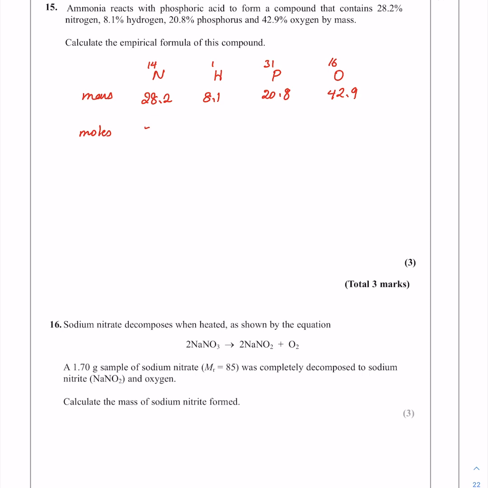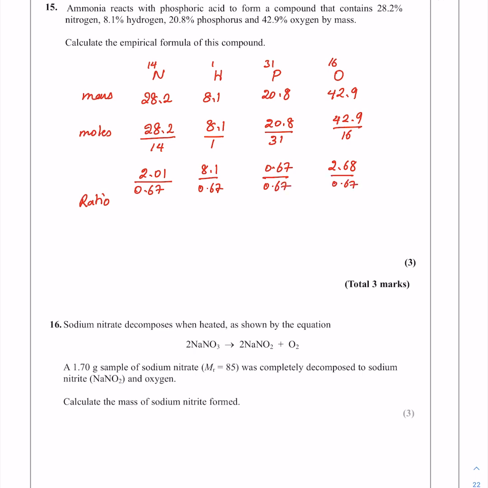Then we get the moles by dividing the mass over the atomic mass. So here, hydrogen 8.1 over 1, phosphorus 20.8 over 31, oxygen 42.9 over 16. Well, 28.2 divided by 12 gives 2.01, 8.1 divided by 1 gives 8.1, 20.8 over 31 gives 0.67, and 42.9 divided by 16 gives 2.68. We divide by the smallest number to get the ratio, so divide by 0.67. The first one gives us 3, the second gives us 12, then 1, then 4.